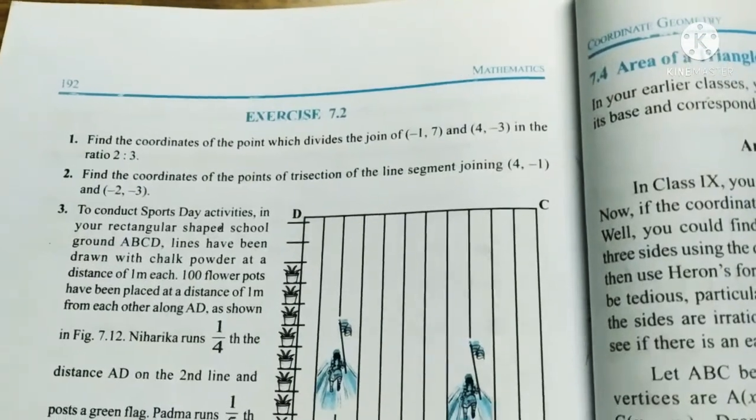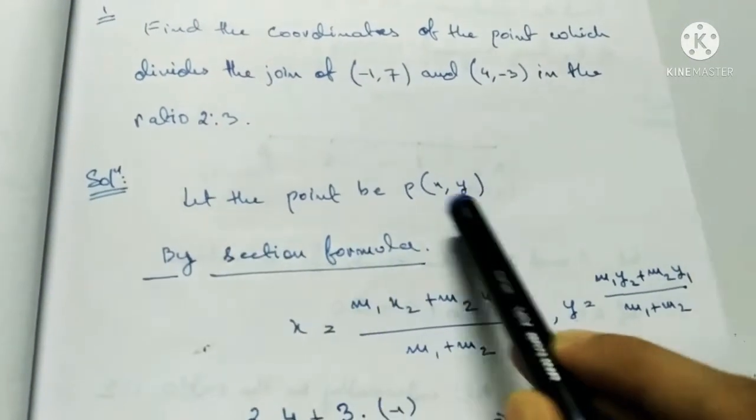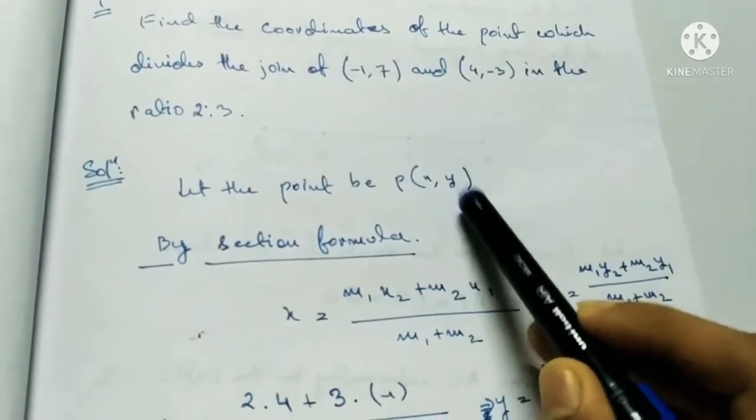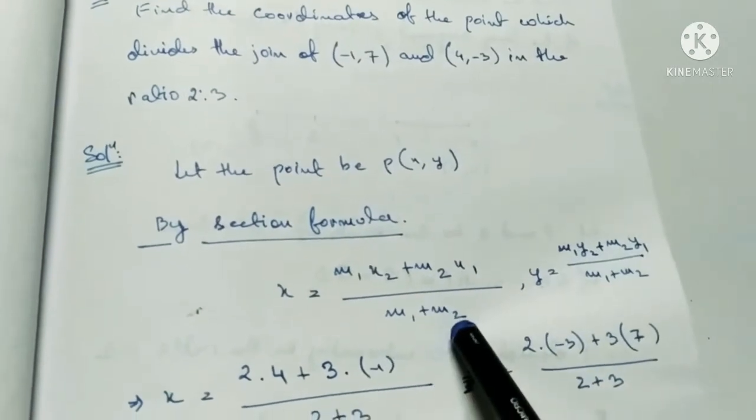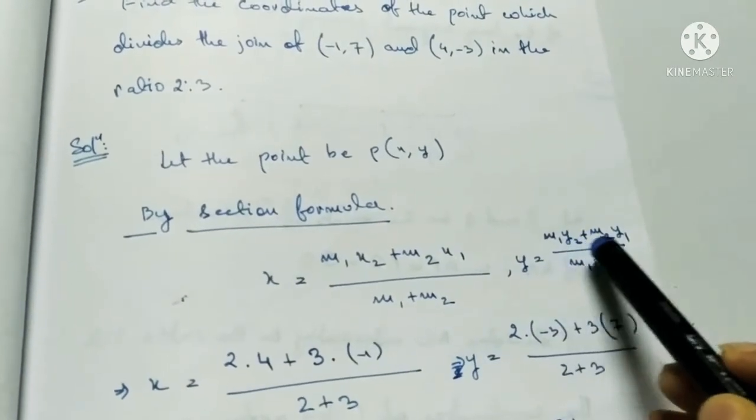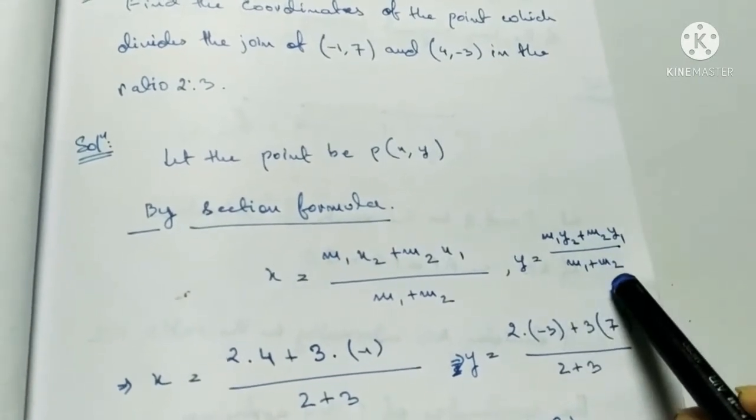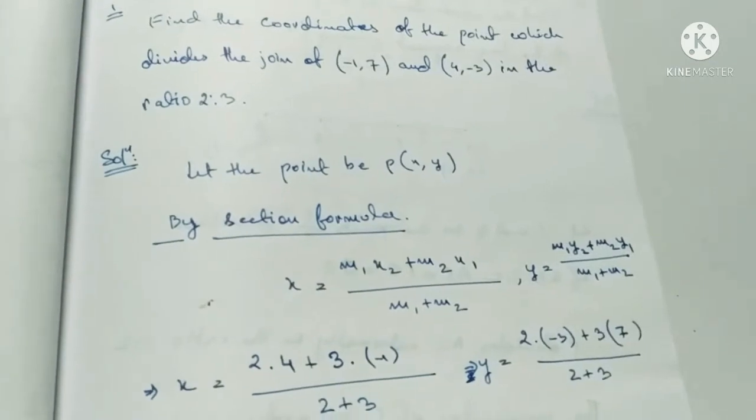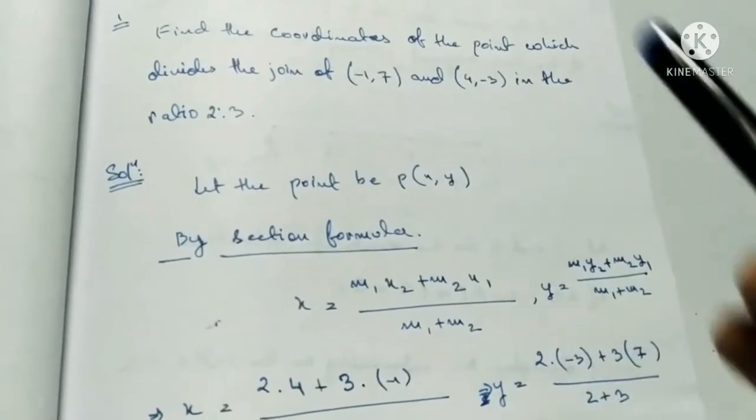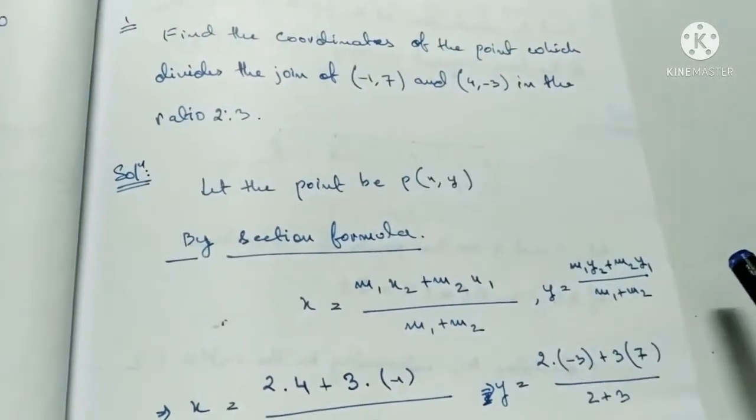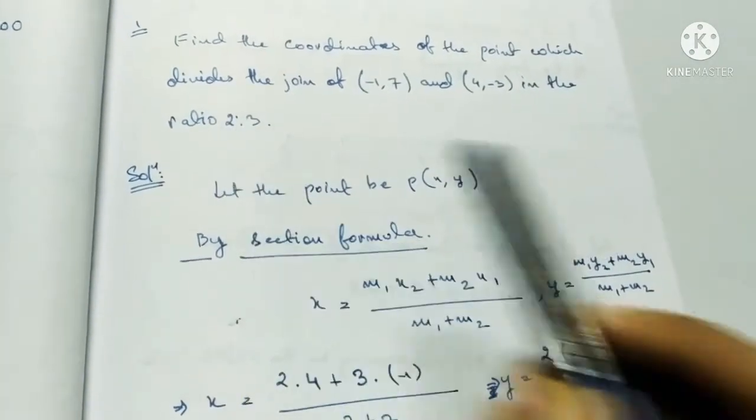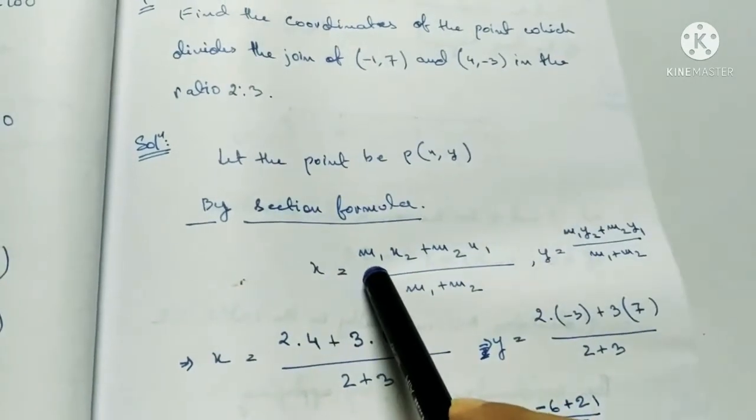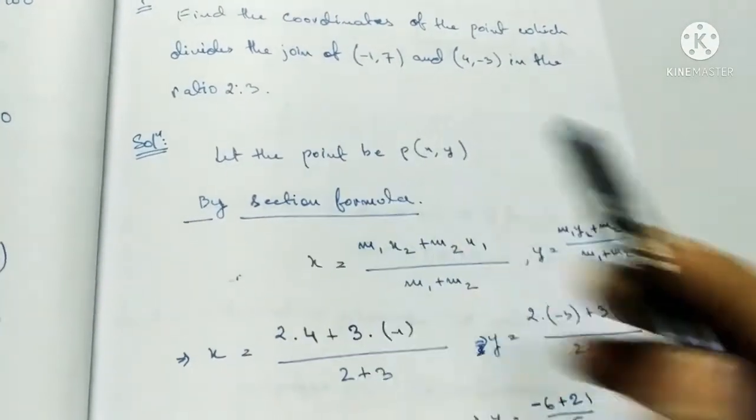So it is very easy. I will apply the section formula here. First of all, let the point be P, whose coordinates are (x, y), and by the section formula x is equal to (m1 x2 + m2 x1) by (m1 + m2), and y is equal to (m1 y2 + m2 y1) by (m1 + m2). Understand, m1 and m2 are the ratio in which the point divides this line. That ratio m1 is to m2 is equal to 2 is to 3, so m1 value will be 2 and m2 value will be 3.